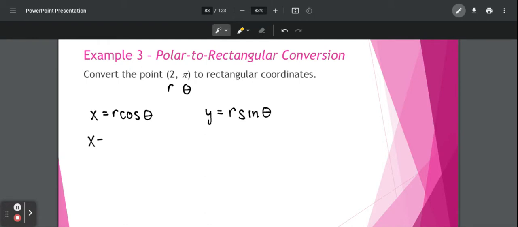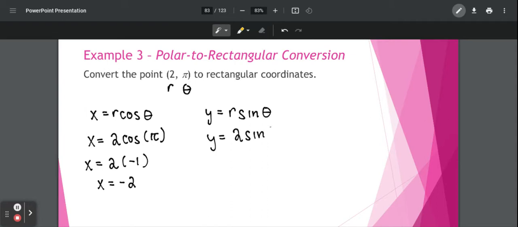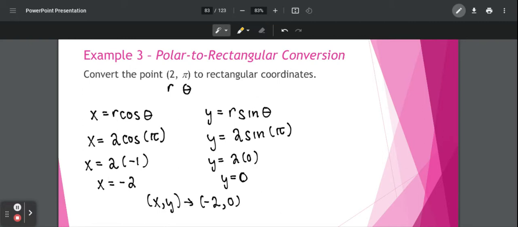So to solve for x, we'll do r is 2, and then cosine and theta is pi. And if we can write these as exact values, you need to leave them as exact values. So we get 2 times negative 1. So our x coordinate is negative 2. When we plug our values into y, we get 2 times the sine of pi. So we get 2 times 0. So our y coordinate is 0. So our rectangular coordinate, our x, y, would be the point negative 2, 0.